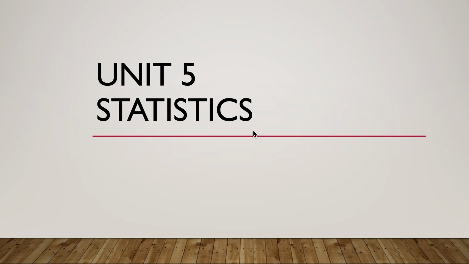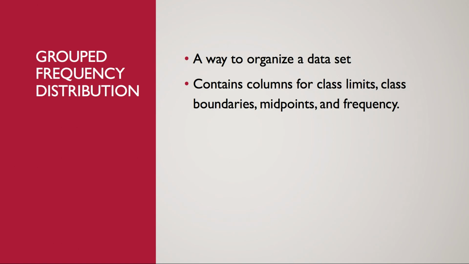So as we start this unit, we're going to start by looking at an overview of statistics. So we're going to look at what is called a grouped frequency distribution. A grouped frequency distribution is a chart, and the purpose of setting up that chart is to organize a data set. So if you consider a group of, say, 100 numbers forming a data set, you would want to be able to organize that data so that you can draw conclusions or make predictions.